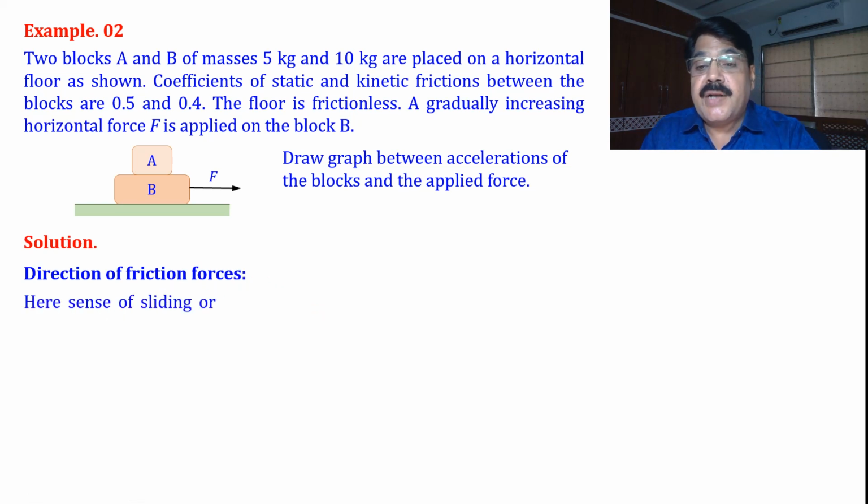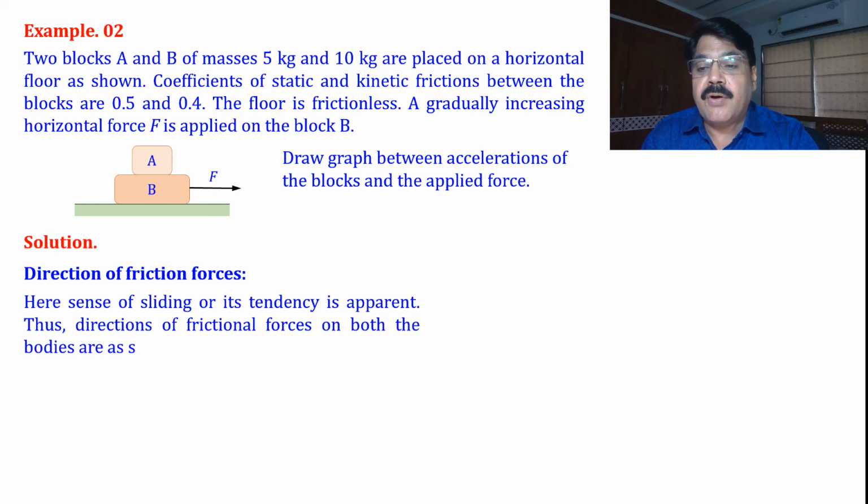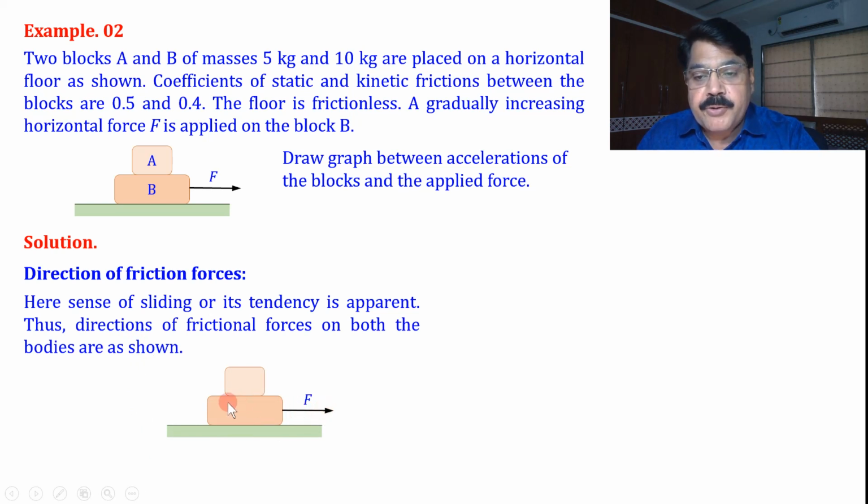Here the sense of sliding or its tendency is apparent. Thus the directions of frictional forces on both the blocks are shown in the diagram here. If this is pulled here, it is apparent that friction will act on it in the opposite direction, backward, and on A forward. But if it is not apparent, you can use this strategy: assume friction to be absent here. Then this force F will accelerate block B and block A will remain there, so the sliding tendency will be apparent. So friction on block B is in the backward direction and friction on block A in the forward direction. So we have decided the direction of friction.